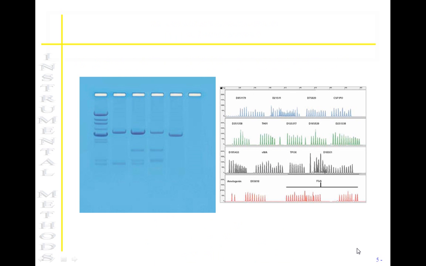The data that you obtain for these two techniques is shown on this slide. The data that is on the left-hand side of the slide is what you would receive from gel electrophoresis, and the data on the right-hand side is what you would receive from capillary electrophoresis.